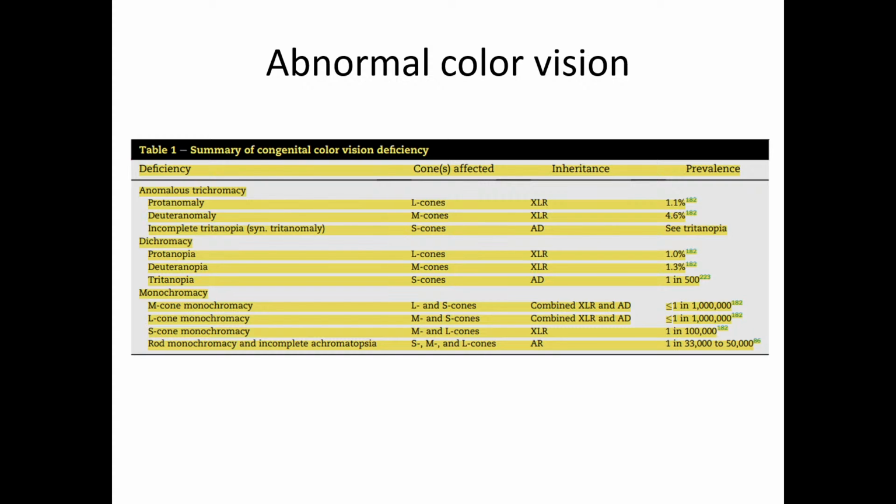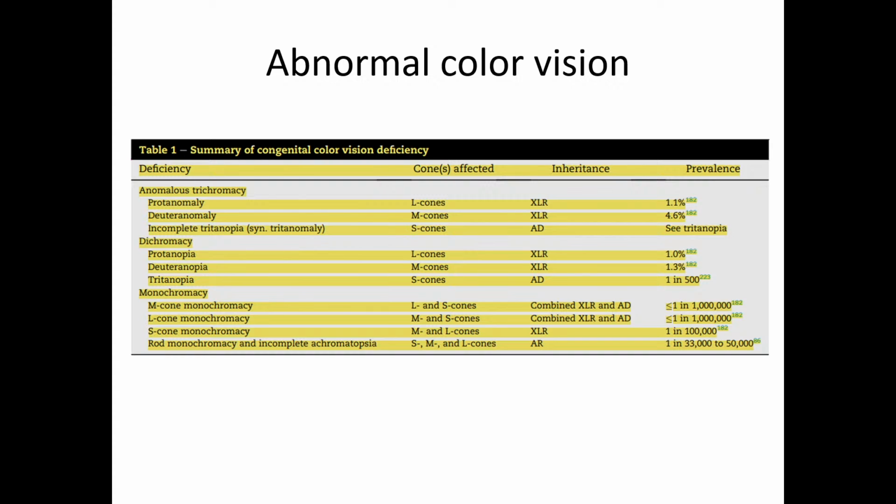So these are the congenital abnormal color vision deficiencies: anomalous trichromacy, dichromacy and monochromacy. What is anomaly? Pramod, what is anomaly? What is anopia? What is anomaly and what is anopia?